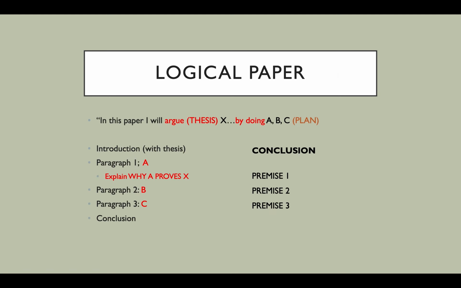So going back to the syllogism we talked about earlier, if a thesis statement says something like, in this paper I will argue X by doing A, B, and C, you can almost look at the thesis as the conclusion, and then the premises, premise 1, 2, and 3, as A, B, and C from the paragraphs.